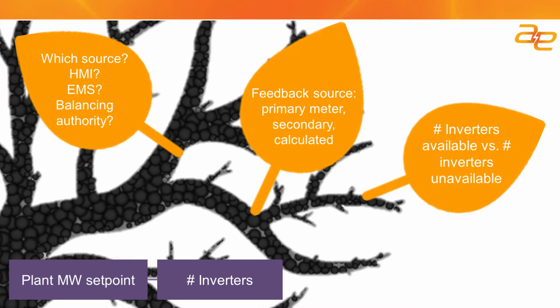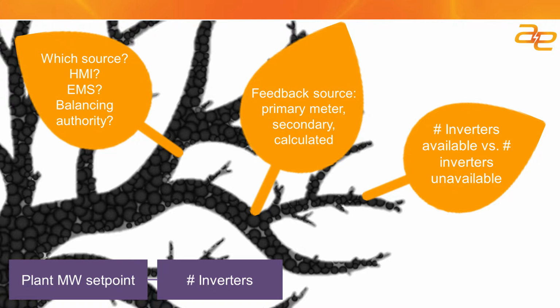So the third thing on this branch of the tree is the number of inverters that are available and the number of inverters that aren't available. If an inverter that is designed in your system is not communicating with the control system, you can't control it. If you're not getting any feedback from the inverter, you probably can't command it to change its output.